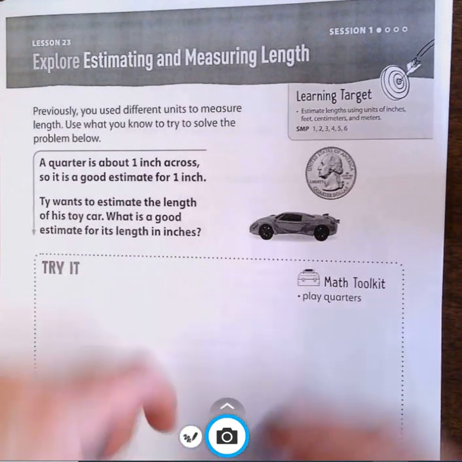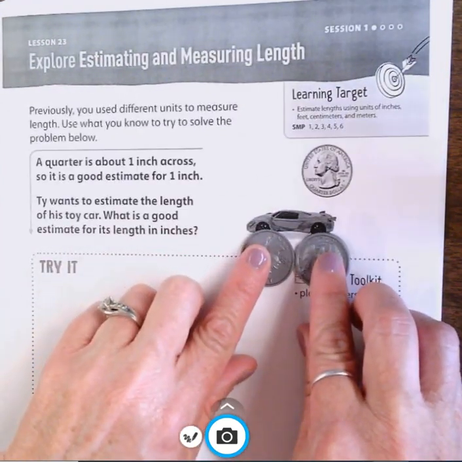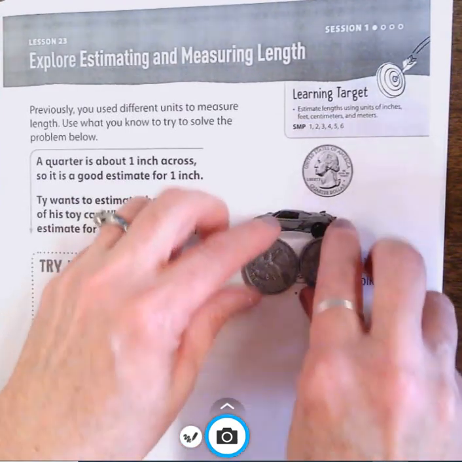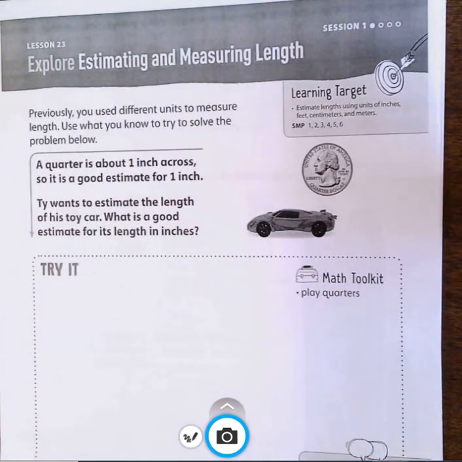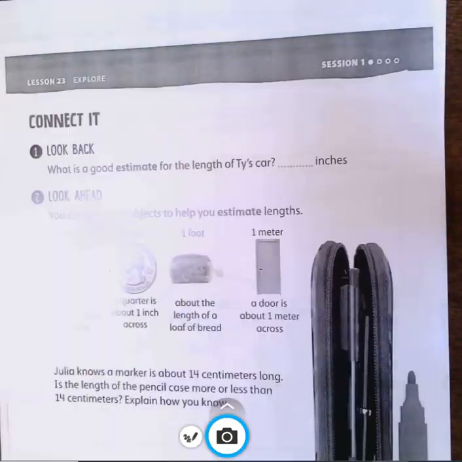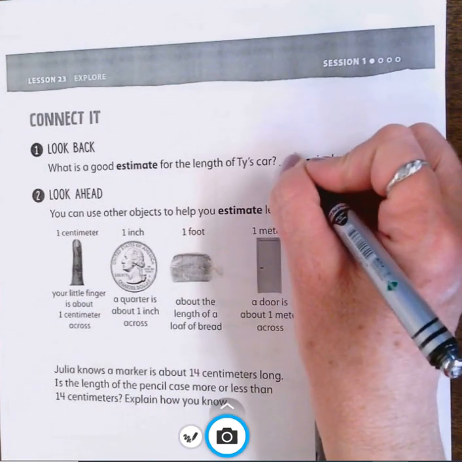So we could get 2 quarters. They have one there for us. Do you think a good estimate would be 2 inches since each of these represent an inch? Yes. So on the next page, that's what we're going to write. 2 inches.